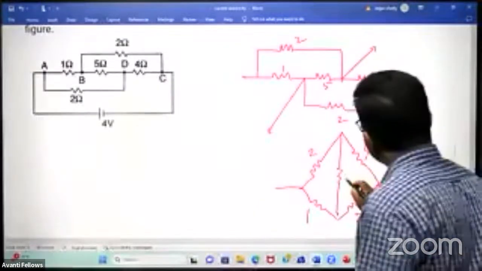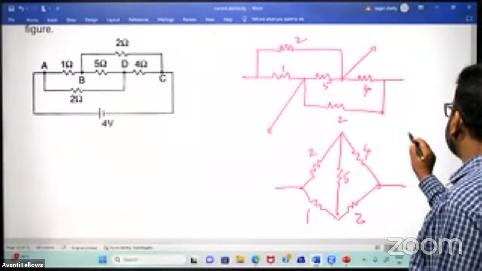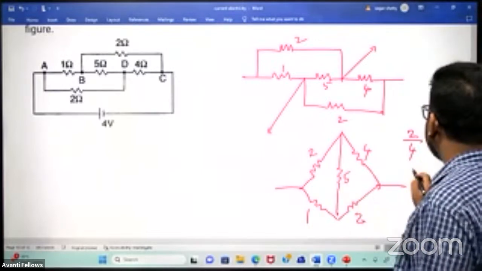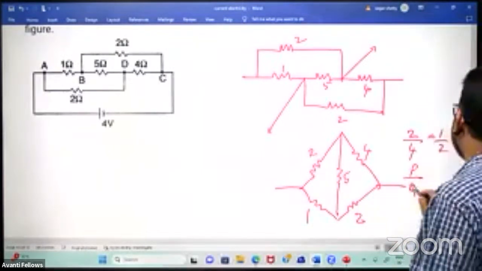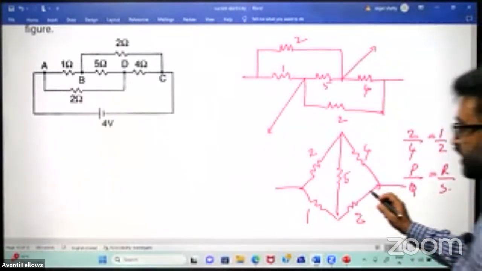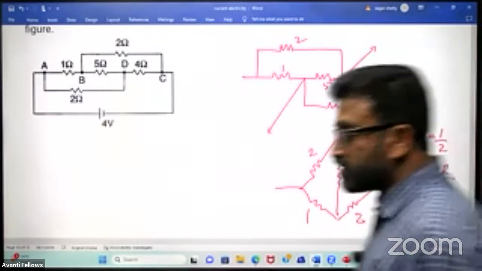So this is the 5 ohm. So it is just like a Wheatstone's bridge. So P by Q, that is 2 by 4, it is equal to 1 by 2. So P by Q equals R by S. So bridge is balanced. So we can remove this resistance. Okay, that resistance can be removed.